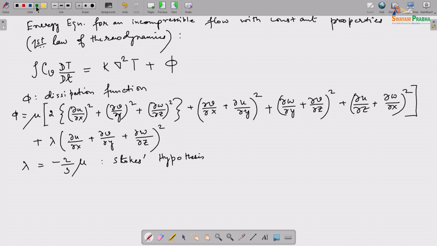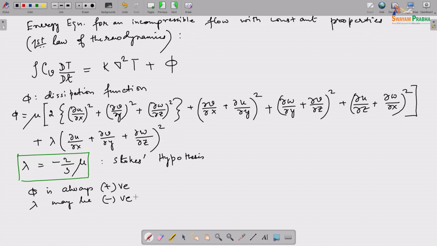Right. So, is that okay? One more thing is that the dissipation function, phi, is always positive, right? But lambda may be negative. Okay, lambda may be negative.